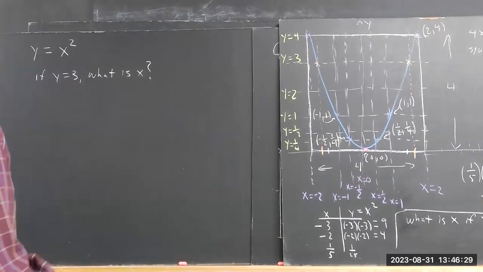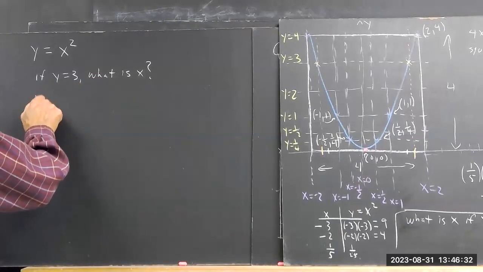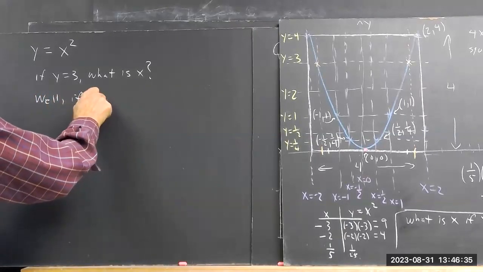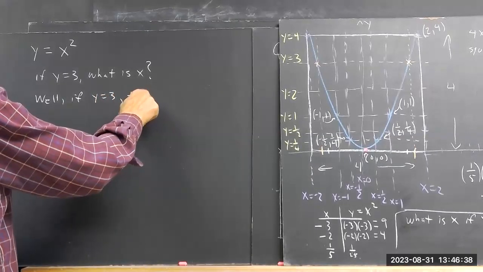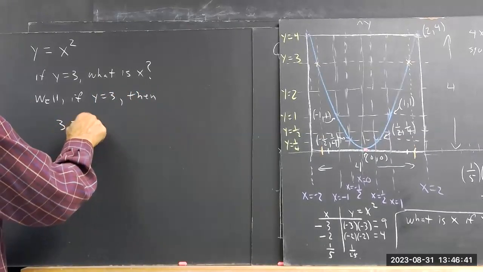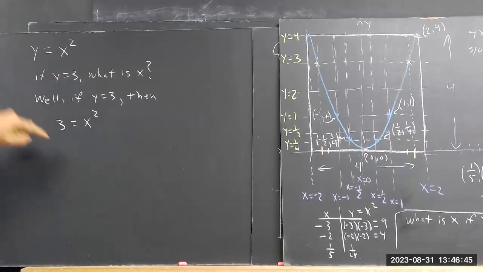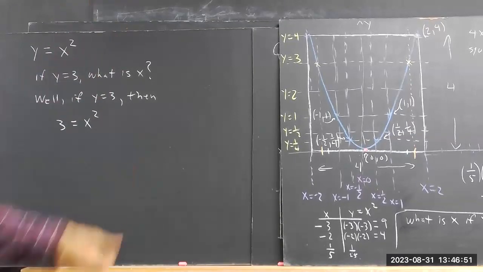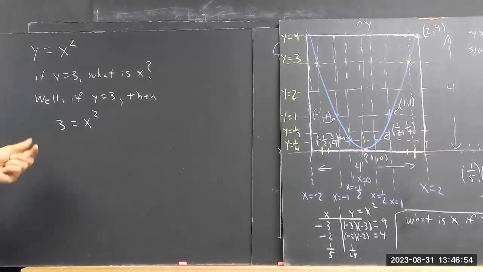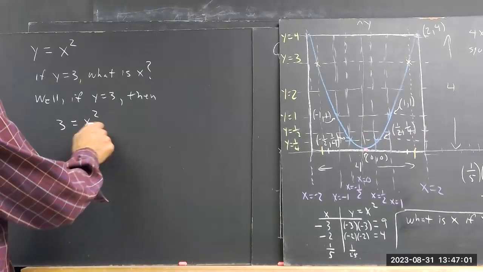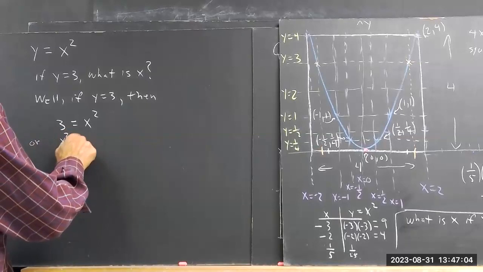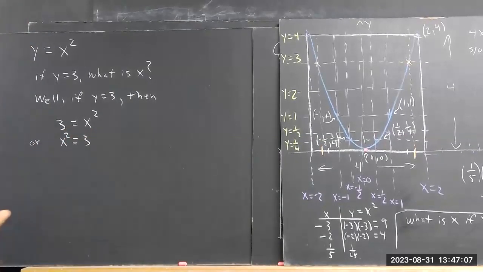Okay, if y equals 3, what is x? Well, if y is 3, then you're going to write 3 equals x squared. That's a no-brainer, isn't it? It's not an equation that comes down from the clouds or whatever. It's exactly what that means. Okay. Now, usually we want to write this in the reverse order because we want our x to be on the left. So we have x squared equals 3. Now, can you tell me how have you been taught to solve that equation?